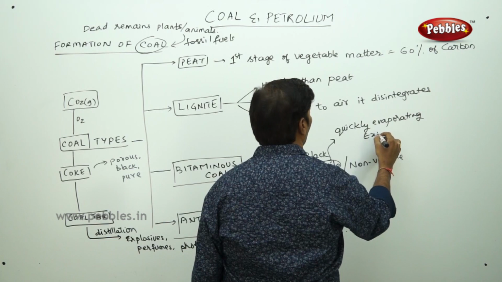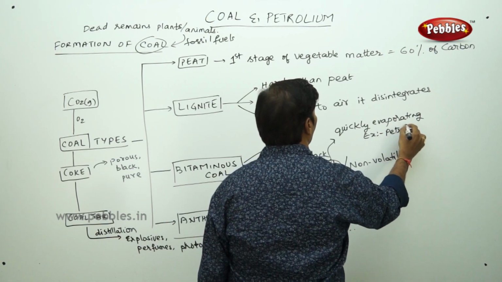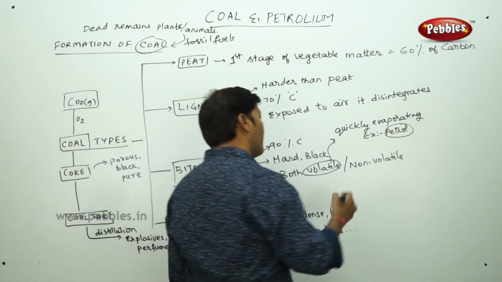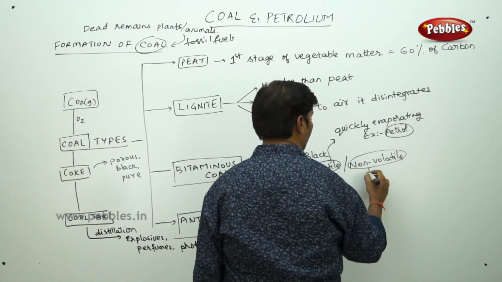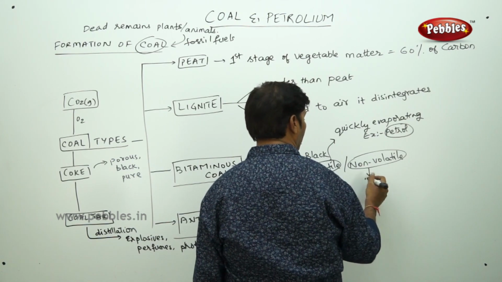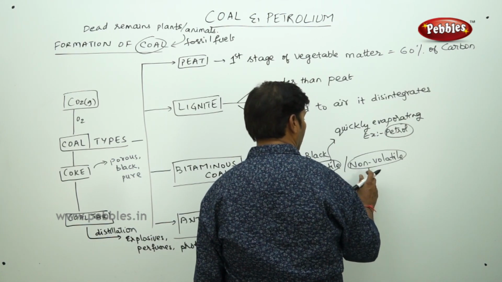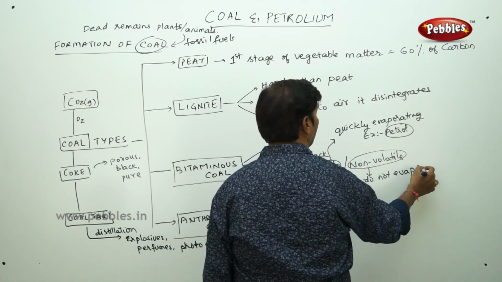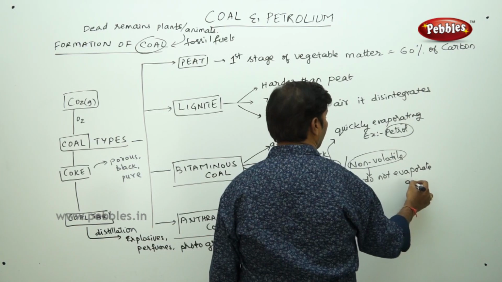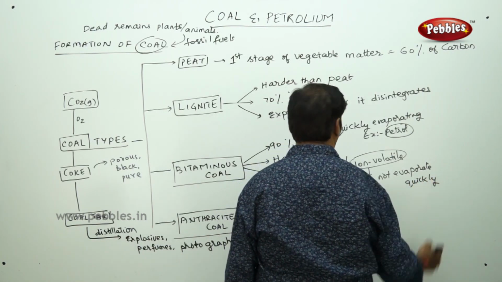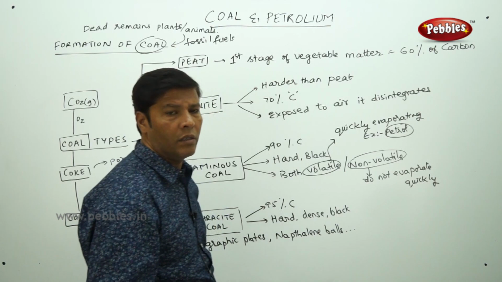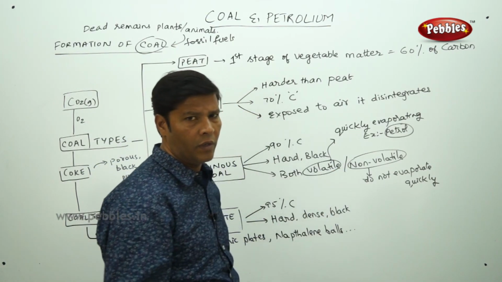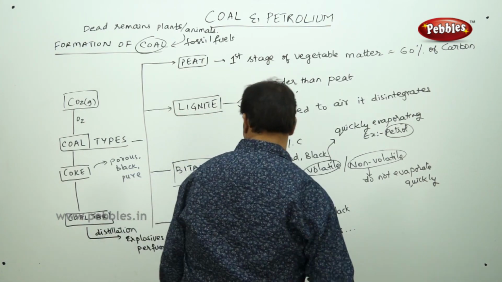For example, petrol is a liquid fuel that quickly evaporates. If you go for non-volatile nature, that means it does not evaporate quickly, like diesel. Diesel is not as volatile as petrol. That is what you have to remember.